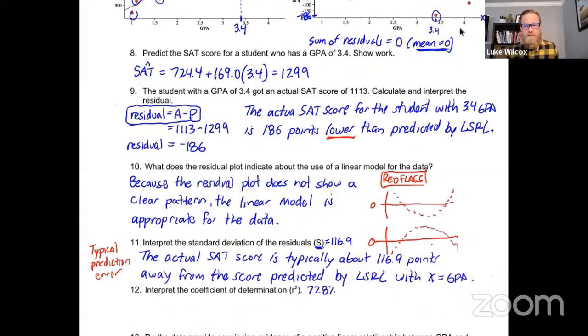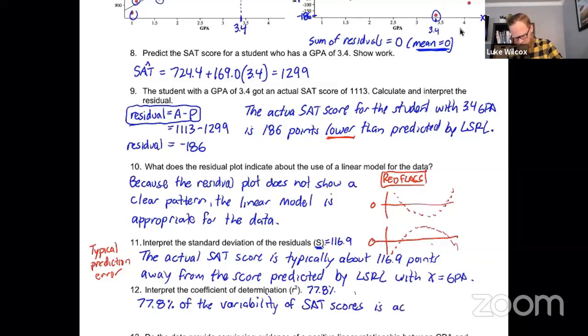Now, in terms of interpreting it, you sort of have to know this one. There's a little bit of a sentence frame that you're going to want to use here. And we're trying to describe that percentage. So I'm going to say 77.8% of the variability in the Y values. And in this case, that's SAT scores. So I'm going to say of SAT scores is accounted for by the LSRL with X equal to GPA. That's just typical wording that you'll see, even on the AP exam.